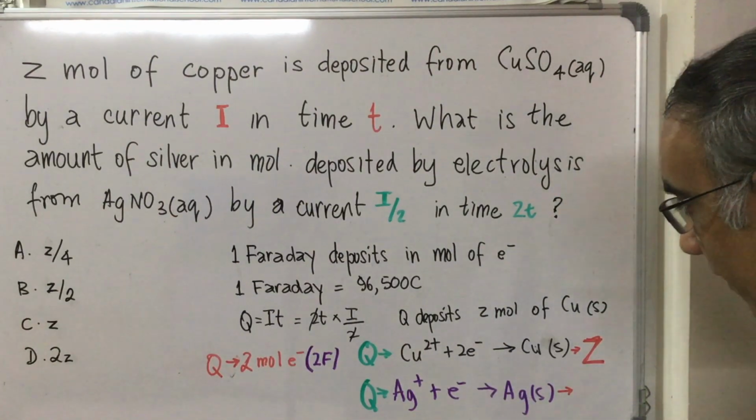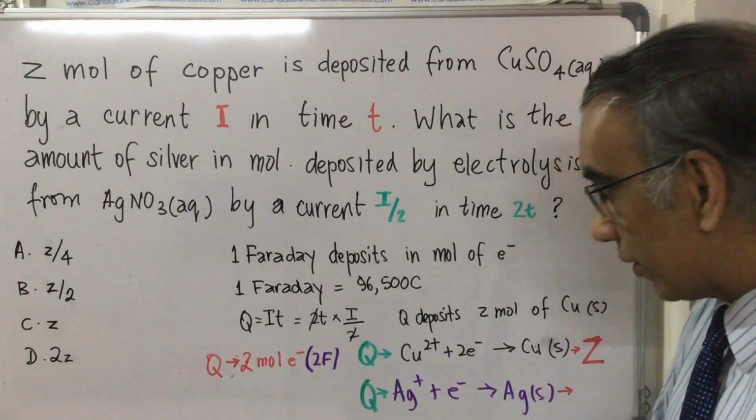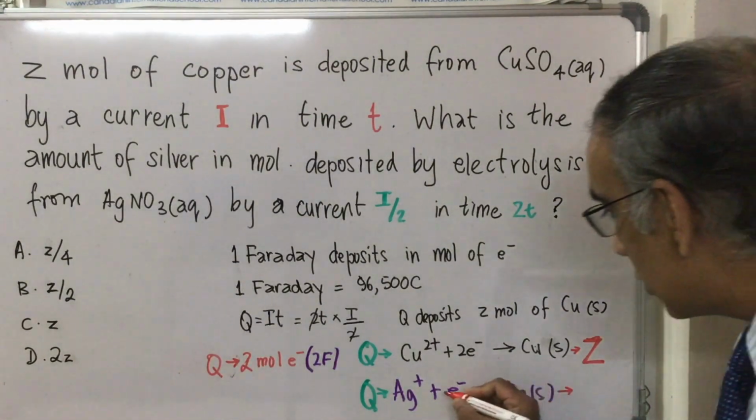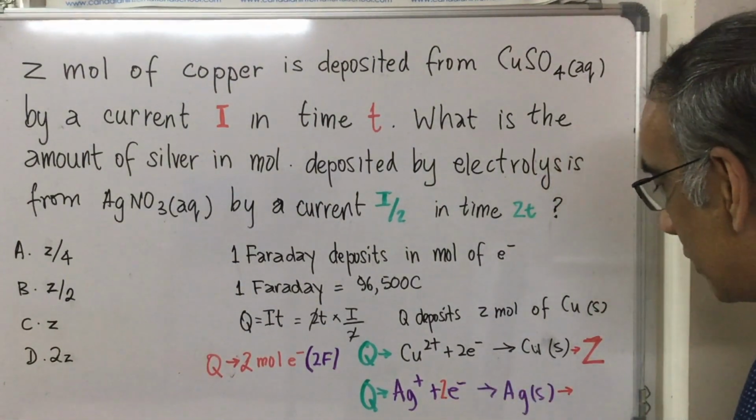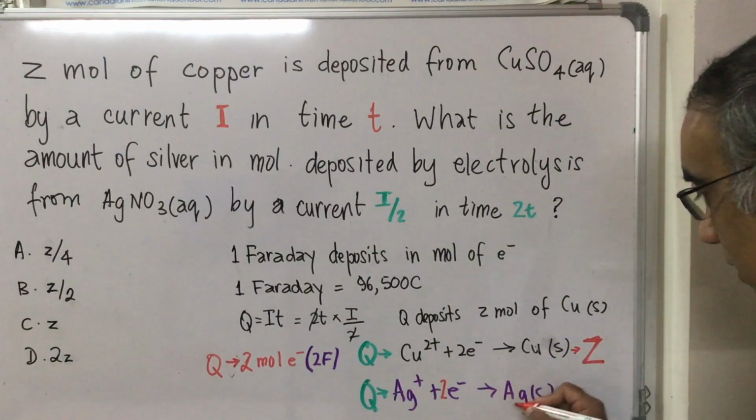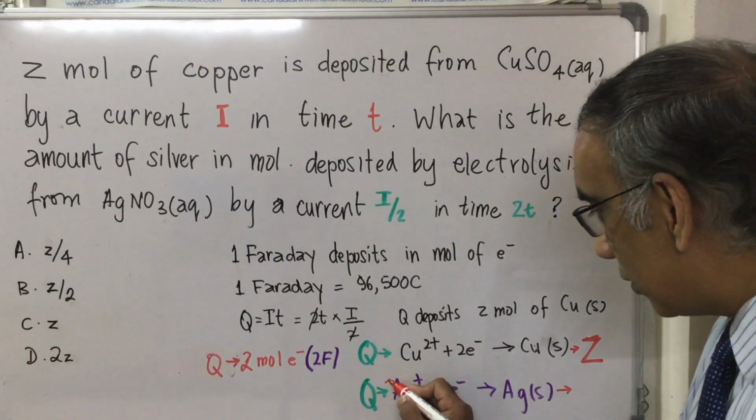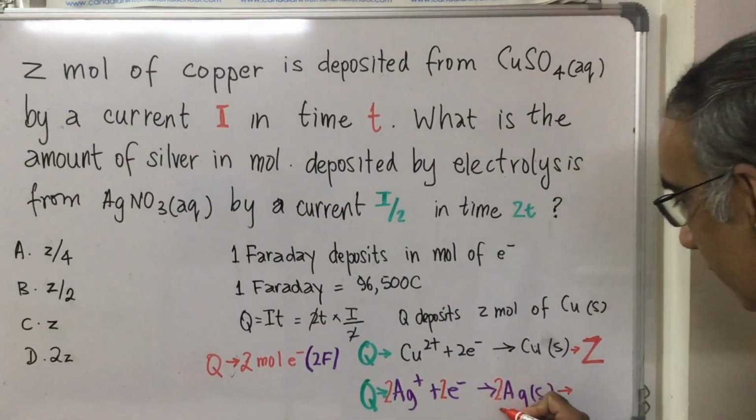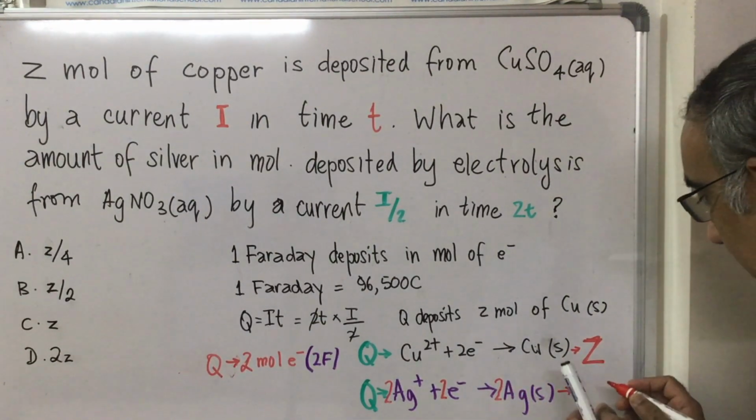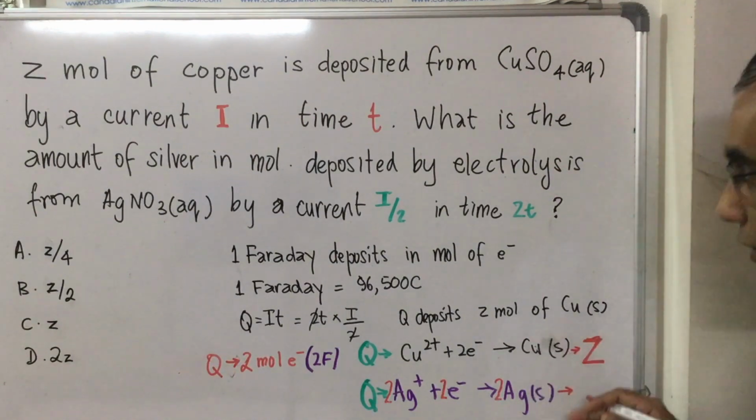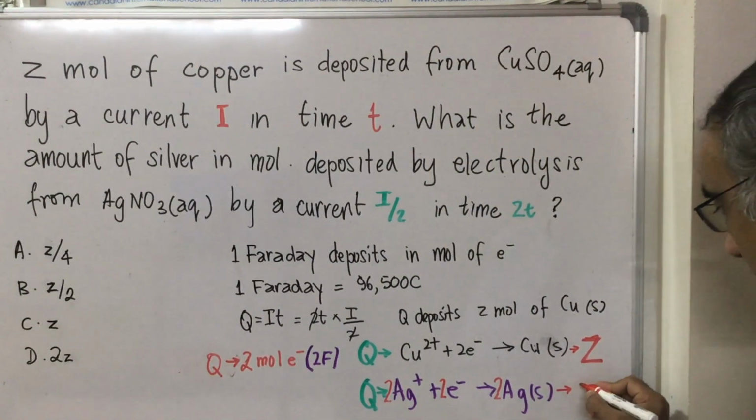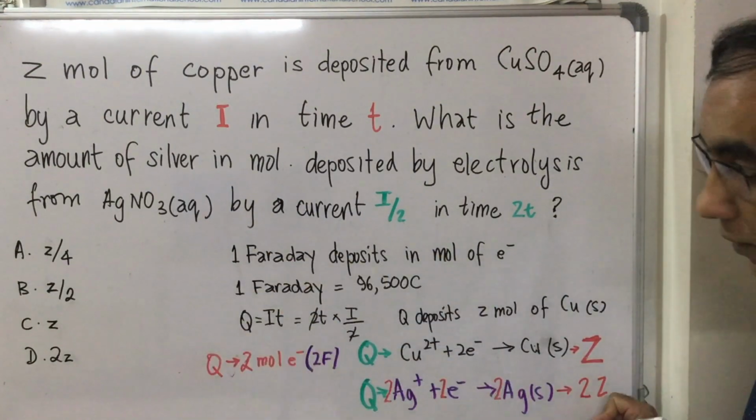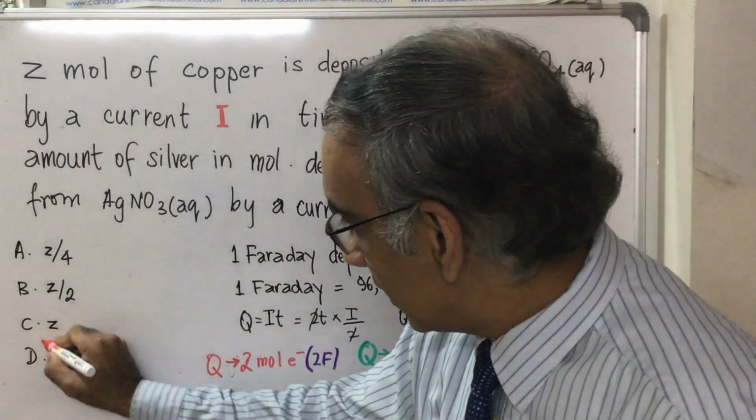So what you'll have is enough Faradays, or enough quantity of electricity, so that 2 moles of electrons could be moved. And if 2 moles of electrons are going to be moved, then you'll need 2 moles of silver ions and you'll get 2 moles of solid silver being formed. So therefore the amount in relation to this question would be 2Z. And the answer to the question therefore is D.